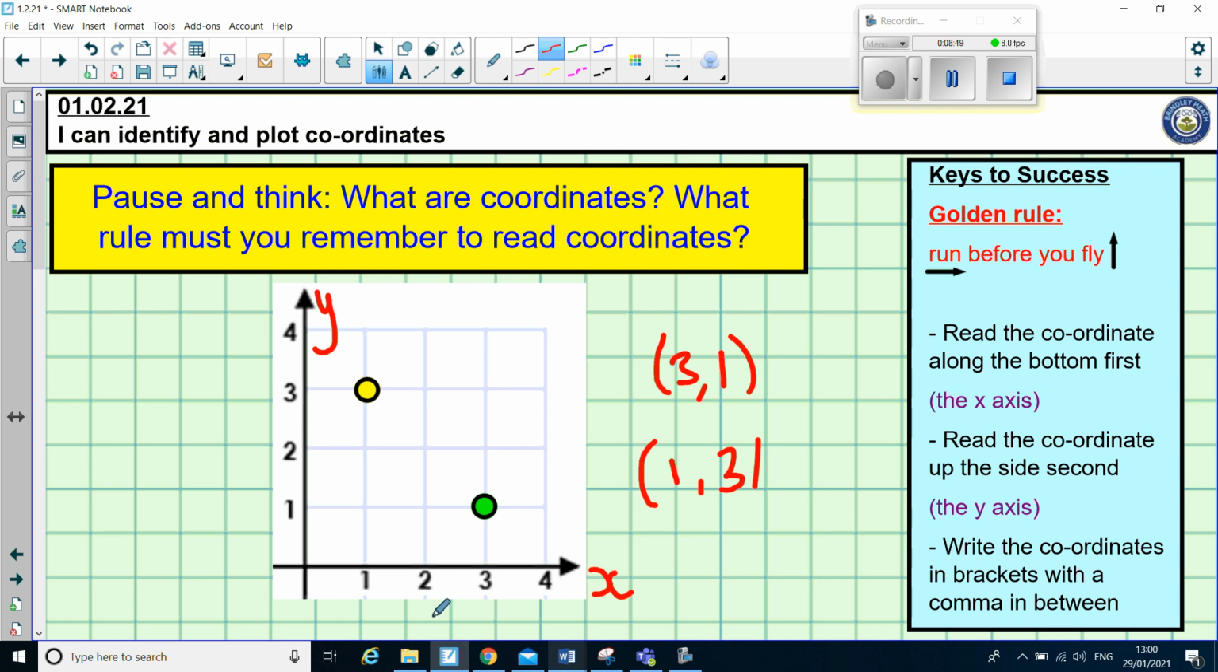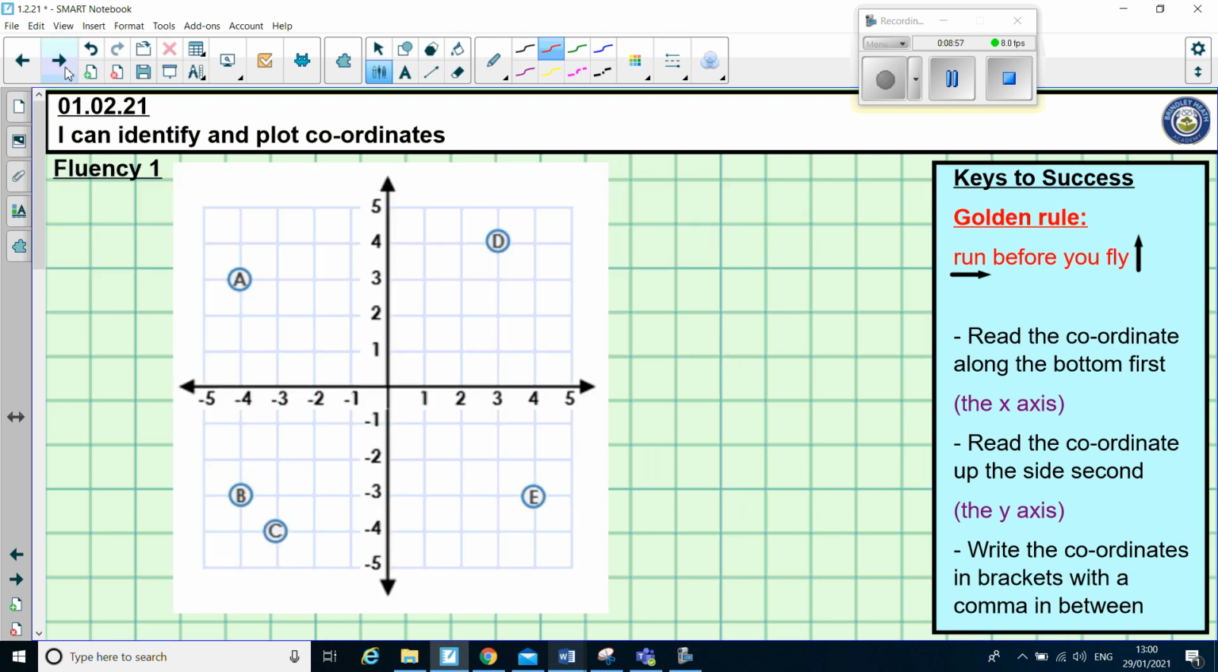Okay, this kind of coordinate grid you will have seen when you are lower down the school. But in Year 6, we use a coordinate grid that looks a little bit more like this. And we call this a coordinate grid that has 4 quadrants. Think about quadrants as like squares. We have got 1, 2, 3, 4 different quadrants. But the rule is no different. Our golden rule is still run before you can fly.